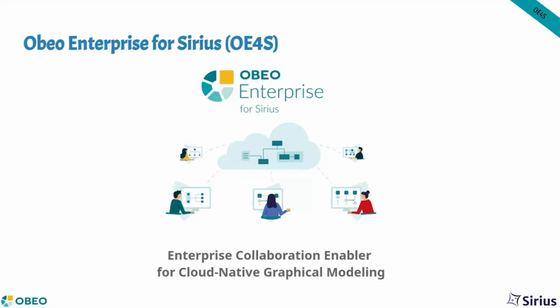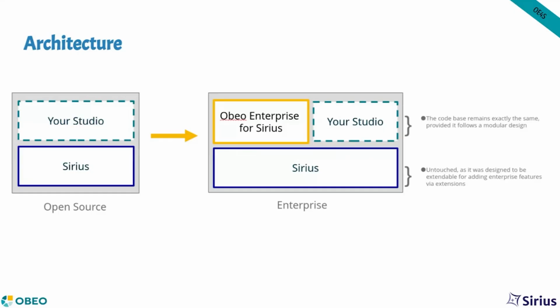Obeo Enterprise extends Sirius Web with capabilities that are especially important in an enterprise context. The idea is not to replace Sirius Web, but to come with additional features that are operational and organizational. So Obeo Enterprise for Sirius is really the enterprise layer that helps teams move from an open source platform to production-ready environments. To understand that better, let's look briefly at the Obeo Enterprise for Sirius architecture.